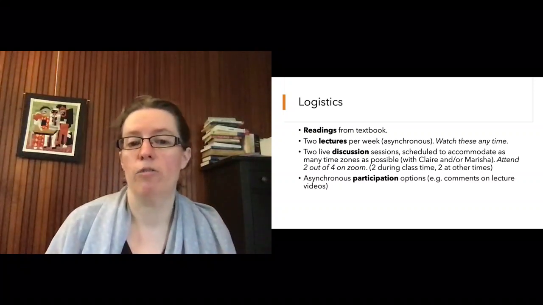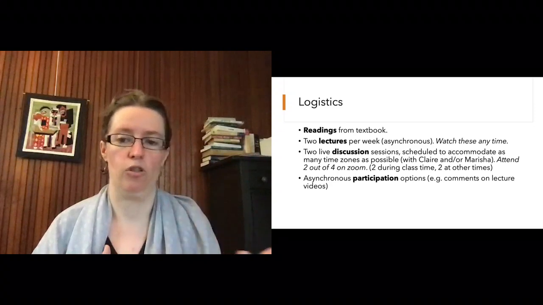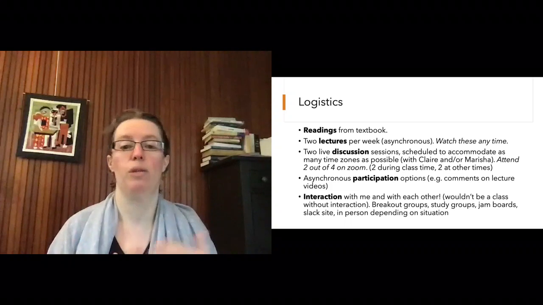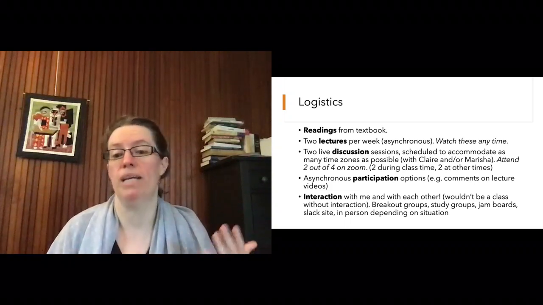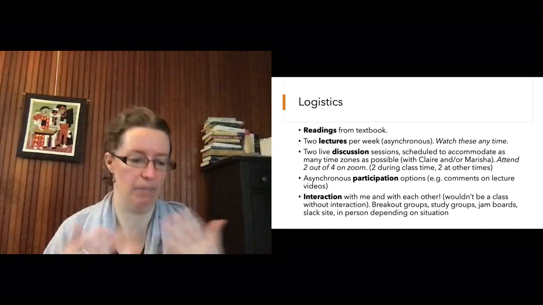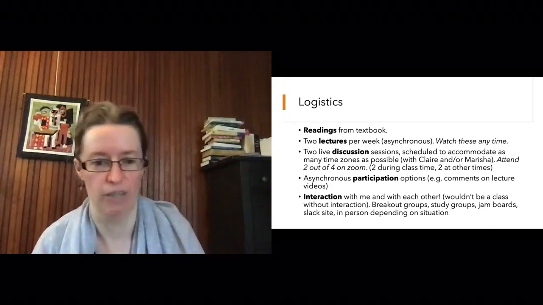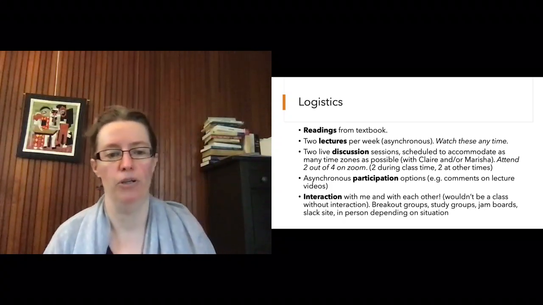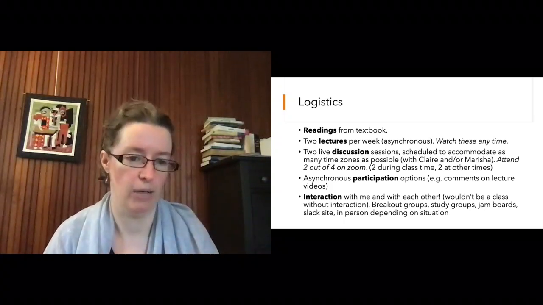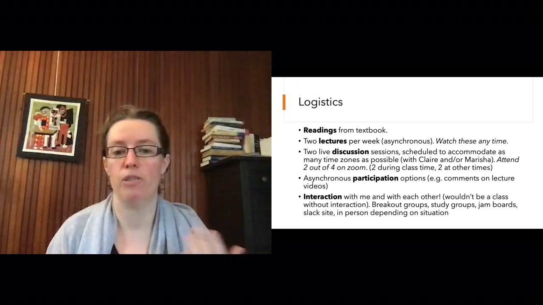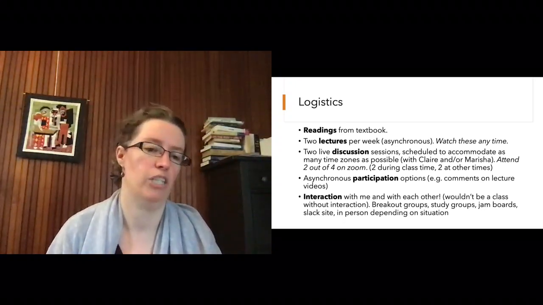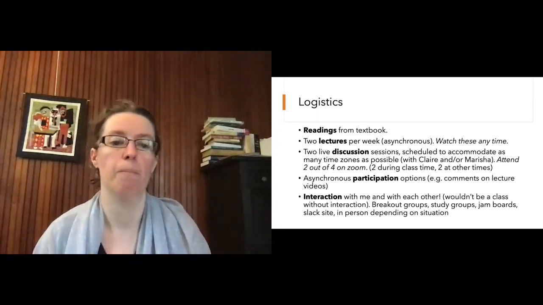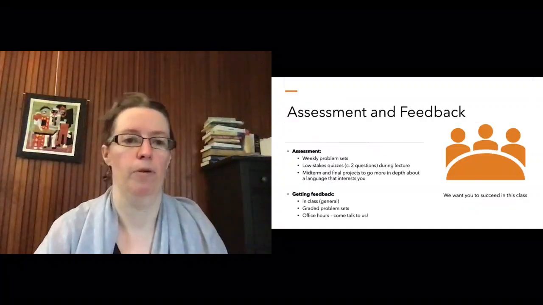There will be various asynchronous participation options, for instance, comments on the lecture videos, but also I want a fair amount of interaction both with me and with each other. Simply spoken, it wouldn't be a class without interaction. I can't imagine teaching a class where you wouldn't get to talk to the professor regularly, for example. So we're going to have breakout groups, we're going to have study groups, Jamboards, we have a Slack site, we can communicate with each other. I'm going to try for some in-person things depending on the situation, depending on what we can do safely, social distanced outside, small groups, etc. So that's the basic setup for the class.